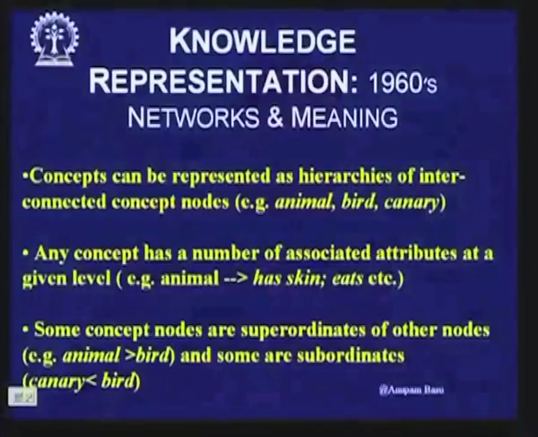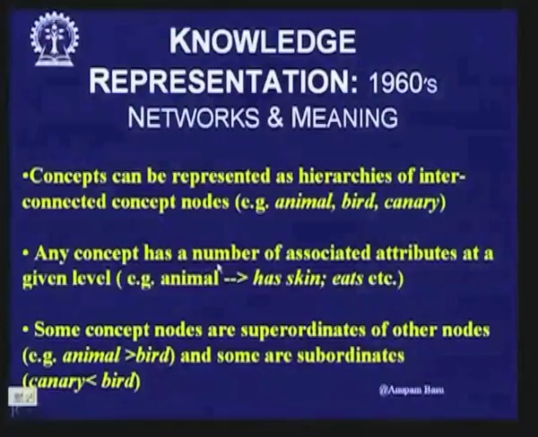So, any concept has a number of associated attributes at a particular given level. We can say that the concept animal immediately tells us that it has got skin, it eats, it runs, etc. All these properties are related to the concept animal. Similarly, we will have some attributes related to the concept bird.